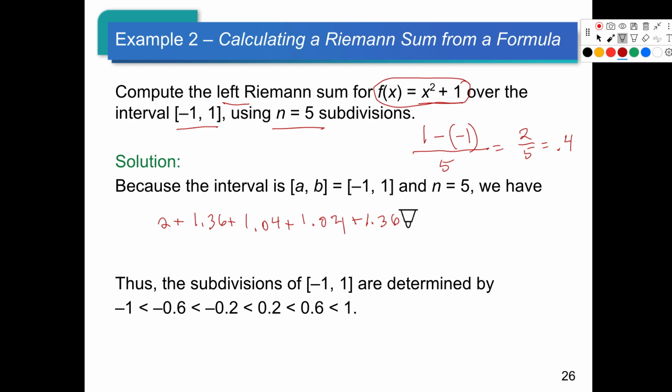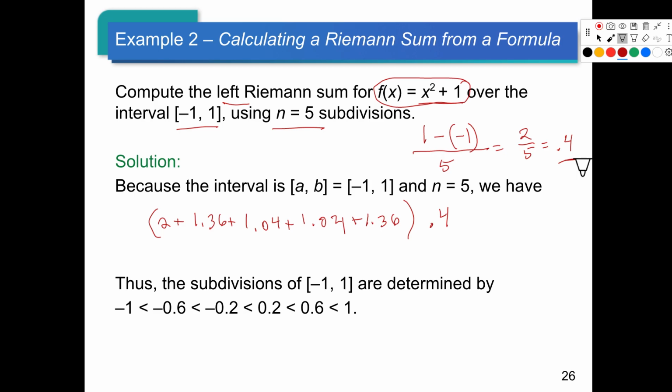So I just now need to add those together and then multiply by what? The width, right? The width was 0.4. That's what I calculated up here. So I've got the heights. These are basically the heights of each of the rectangles. And again, if you do it this way, just add them all together.